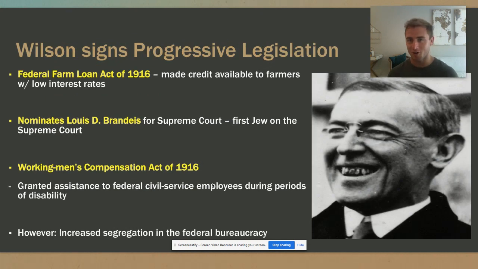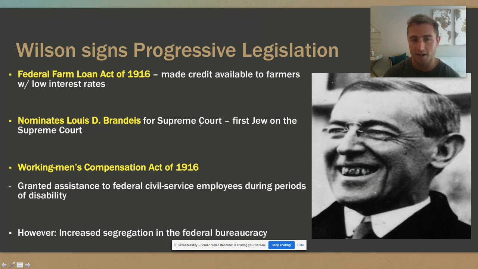Wilson, also trying to cater to progressives, is going to sign some laws that are going to try to bring in more of a voter base to support him. The Federal Farm Loan Act, this is huge. Our farmers have been calling for this since the Populist Party, making credit available to farmers with low interest rates. Farmers love that. Unfortunately, you can see the date on that, 1916. Our farmers now with these low interest loans are going to buy a tremendous amount of land during World War I, this 1916, right in the middle of World War I, and then suffer from overproduction after World War I.